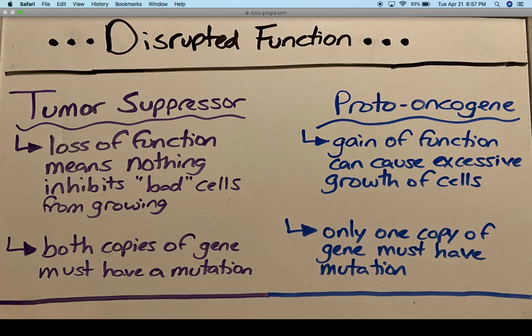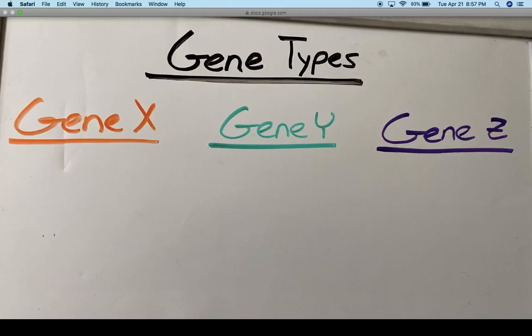Mutations in both copies of the tumor suppressor gene must be present in order for a loss of function to take place. If a proto-oncogene gains more function, then this can result in excessive growth of cells. A mutation only needs to be present in one copy of the proto-oncogene for this gain of function to occur. Let's see what these genes are considered.